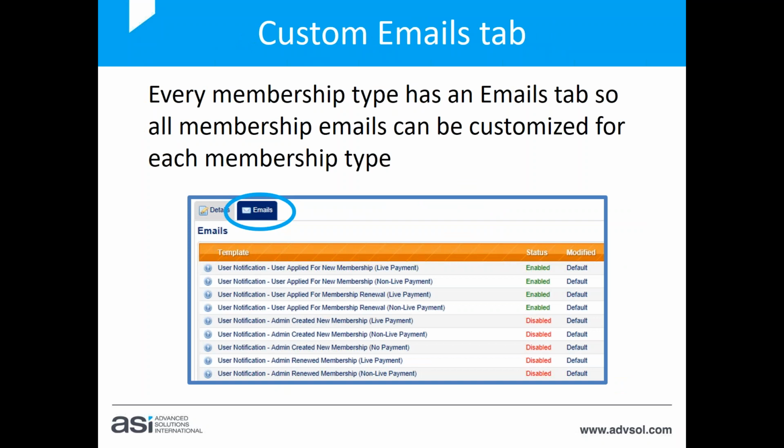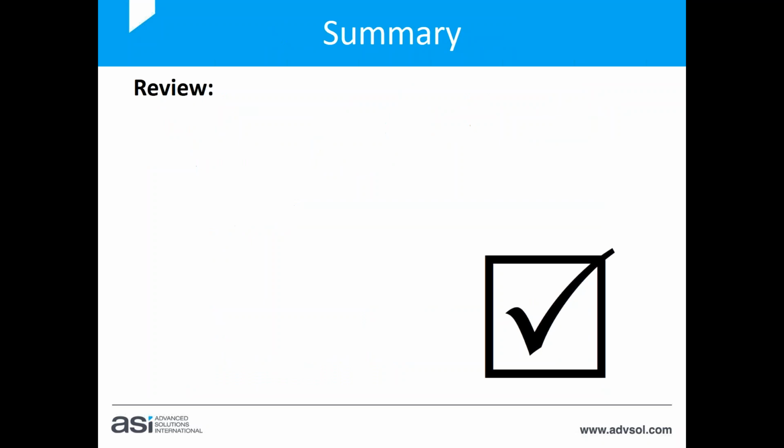The last tab I'm going to explain about is the customized emails tab. I actually just showed you this before, but each membership type has its own email tab, so you can customize every membership email content specific to that membership type if you wish. So you don't have to use the default emails for everything. You can customize them slightly. So that is how you create a membership type.